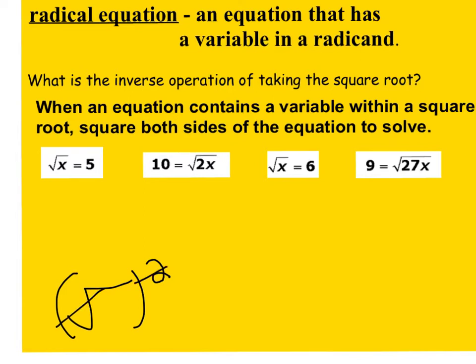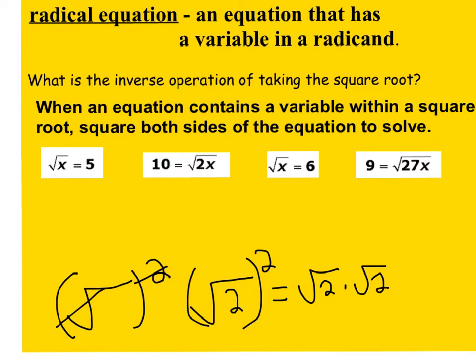I can do a quick example. The square root of 2, if I square that, I get the square root of 2 multiplied by the square root of 2. 2 times 2 is 4. Now I have the square root of 4. And what is the square root of 4? It's 2. So I could have just gone like this, and my answer would have been right in front of me.